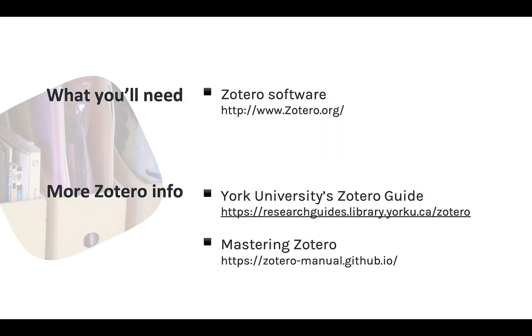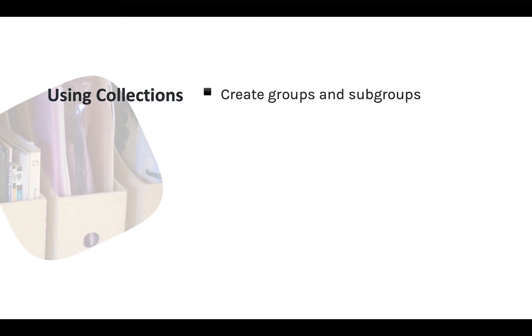To follow along in this module, you'll need to have Zotero installed on your computer. You can get the software at zotero.org. And for more information on the basics of using Zotero, see our online guide or check out the Mastering Zotero guide on GitHub.